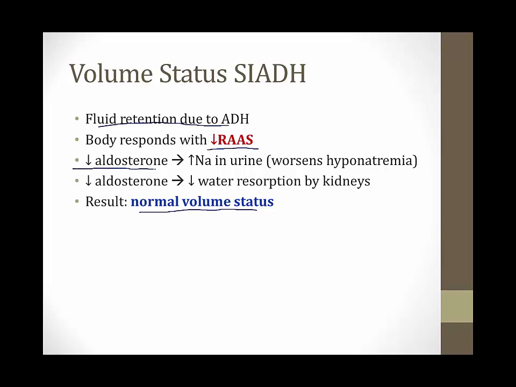The lowering of aldosterone levels leads to more sodium going out in the urine. This worsens the hyponatremia. However, the lowering of the aldosterone levels also decreases the water reabsorption by the kidneys, and this prevents patients from becoming fluid overloaded, and that is why patients with SIADH have a normal volume status.